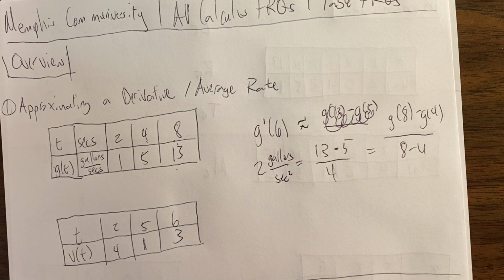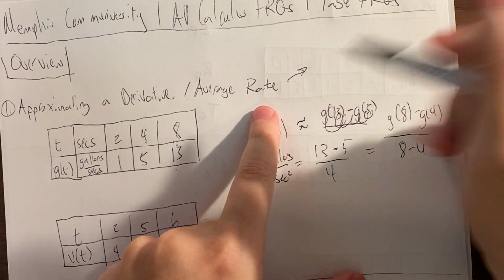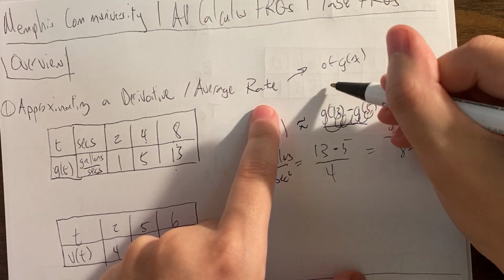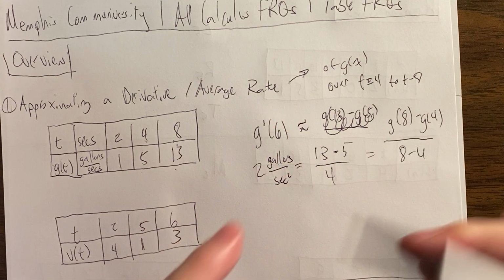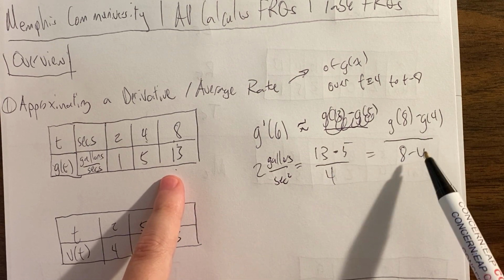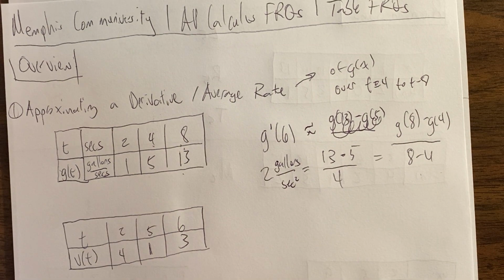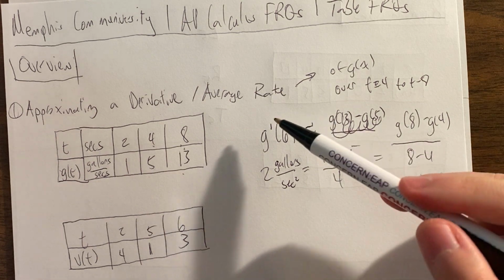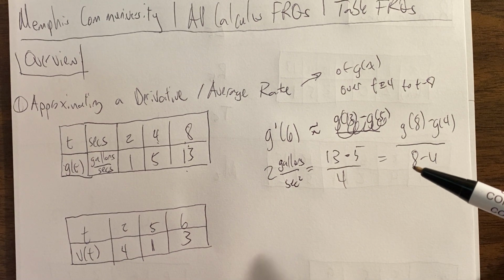Another question that they like to ask, and it's very similar, is just finding the average rate. This question would be the same thing as finding the average rate of g over this time period. It would be the same sort of process. You would do algebra slope, g of 8 minus g of 4 over 8 minus 4, and you would get the same number. And it would still be in gallons per second squared, because while average rate and instantaneous rate are different things, they're both rates, so they both share the same units. You're dividing by time. Keep in mind that average rate is usually algebra slope, where instantaneous rate is usually calculus slope.